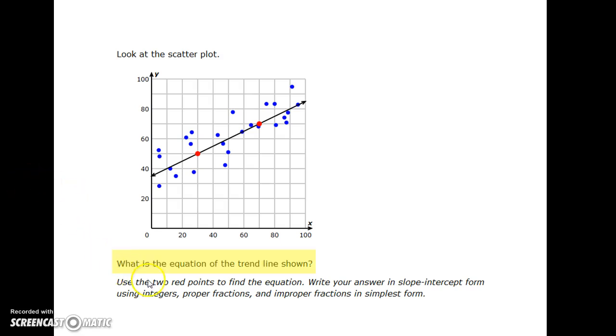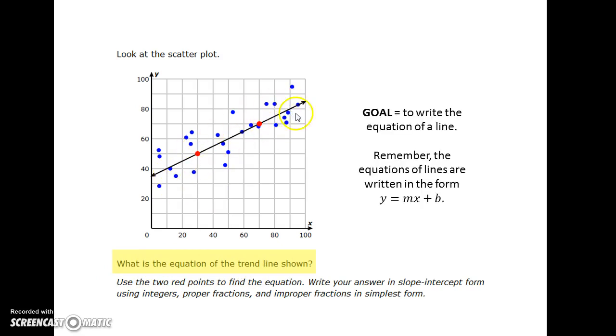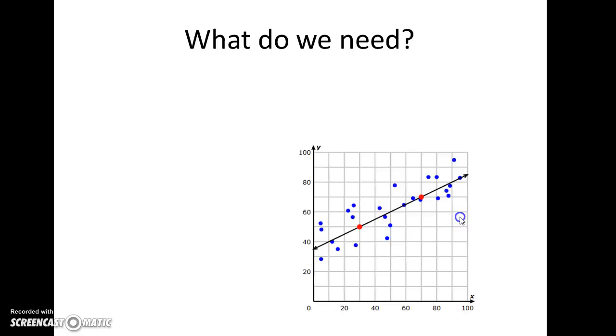Now the goal here is what we just highlighted in yellow. This is the thing that you are going for, and you need to find the equation of the trend line, which is this line up here. So the goal is to write the equation of a line, and remember equations of lines are written in the form y equals mx plus b. So your answer should be in this form when you're done.